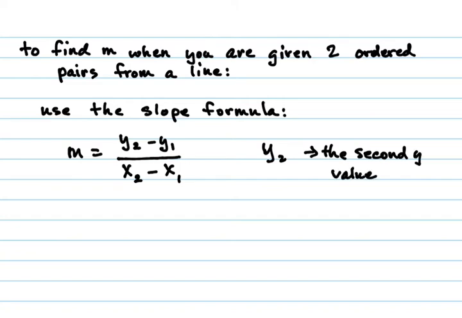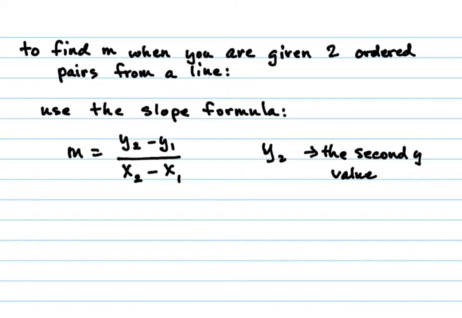So anytime you ever see those little subscripts, those little numbers at the bottom, it just means the first one or the second one or the third one or the fourth one or the 25th one. It doesn't make any difference what number it is. It's just that value. So y sub 2 literally means the second y value, which means that it's not coming from the first ordered pair that they give you, but the second ordered pair that they give you, right?